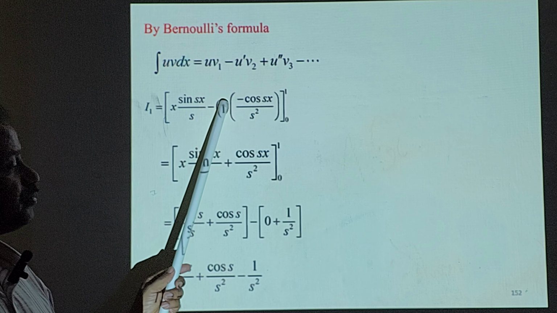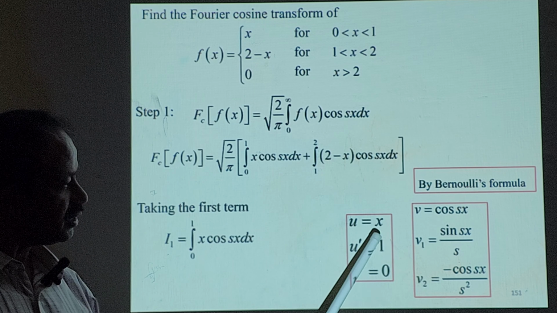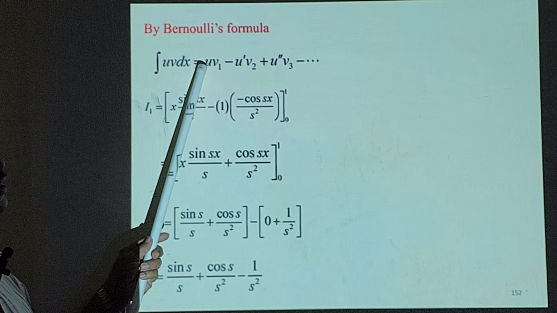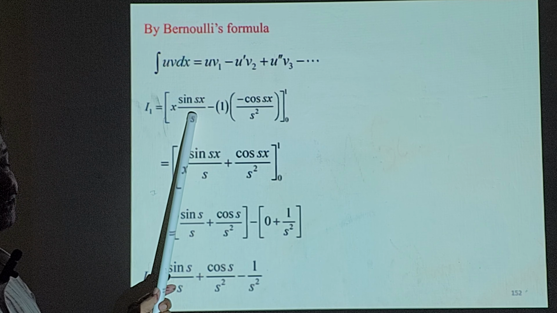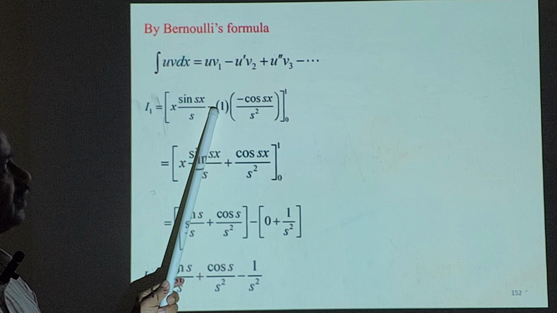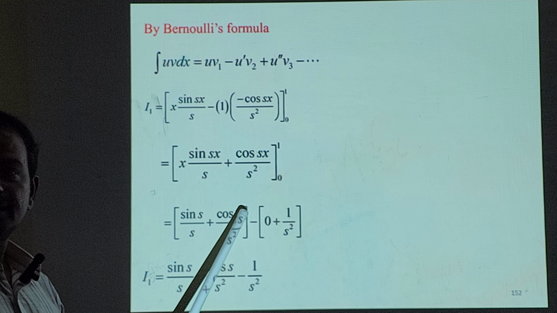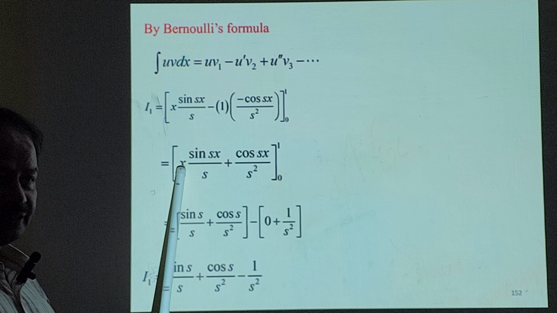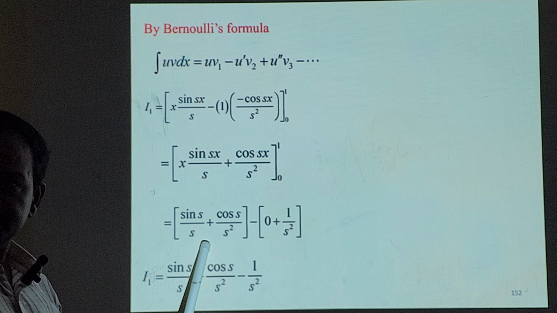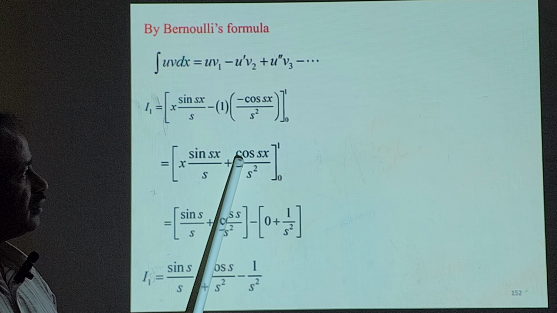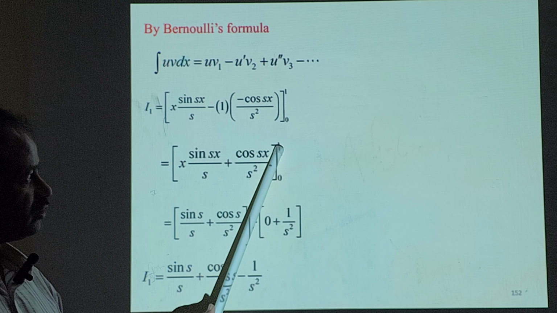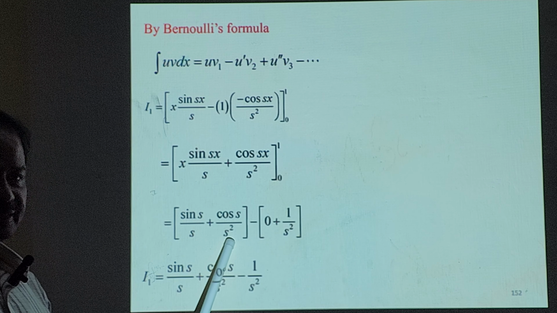We have Bernoulli's formula, and you have to multiply the terms with alternating signs. So u v1 minus, okay, this minus is here, and u prime v2, already one minus is there, so minus plus, from 0 to 1. Now we will substitute. Wherever you find x, you substitute 1 for the upper limit, and 0 for the lower limit. So this becomes 1 times sin s divided by s, substituting the upper limit, plus cos s divided by s square.